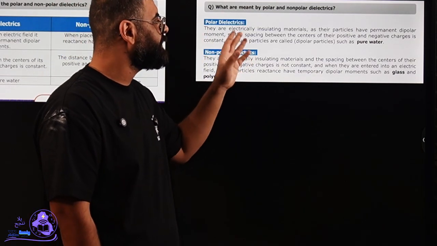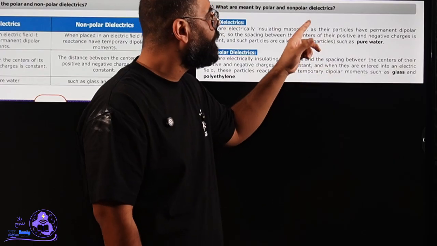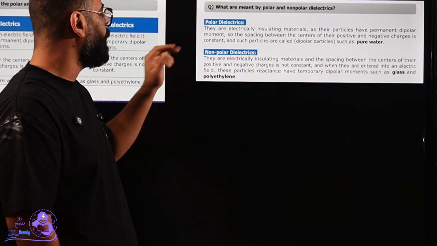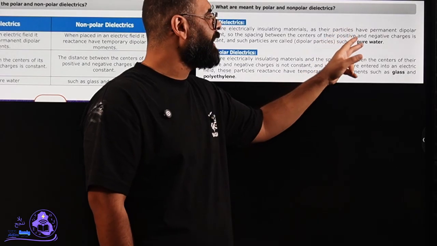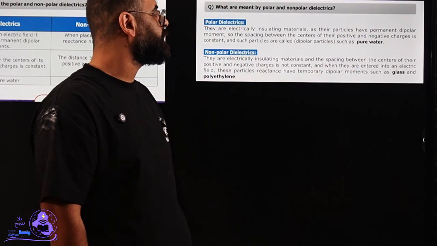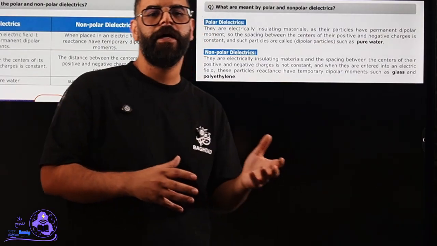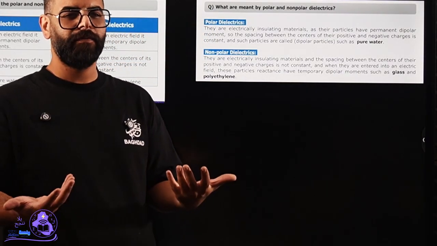electrically insulating materials, as their particles have a permanent dipolar moment. So the spacing between the centers of the positive and negative charge is constant, and such particles are called dipolar particles, and a very good example is water. Let's understand what this is.